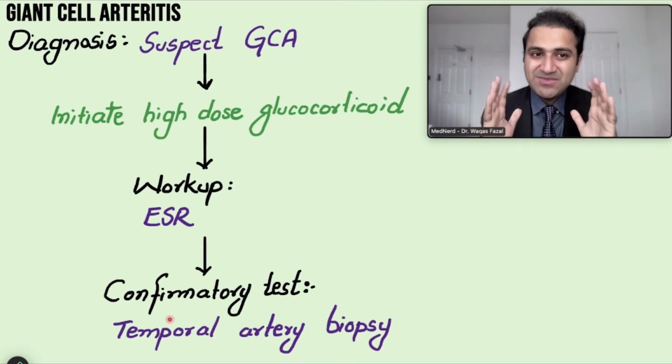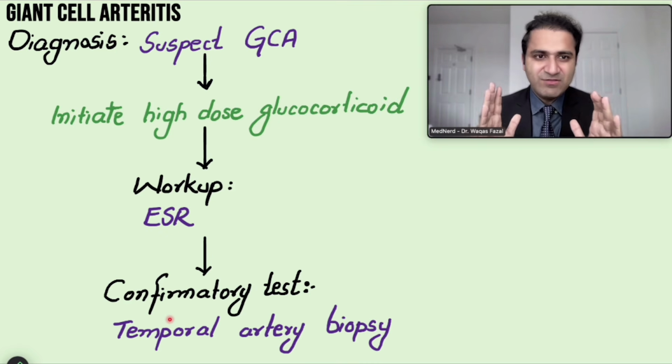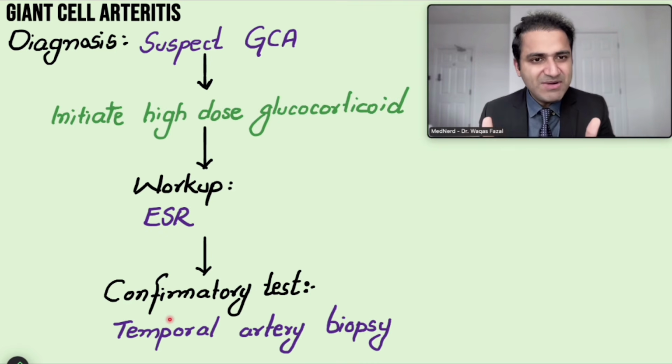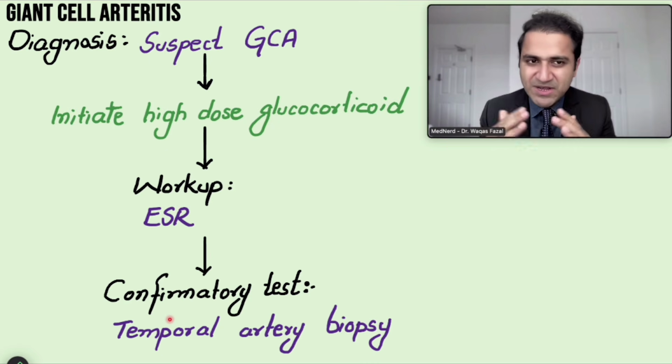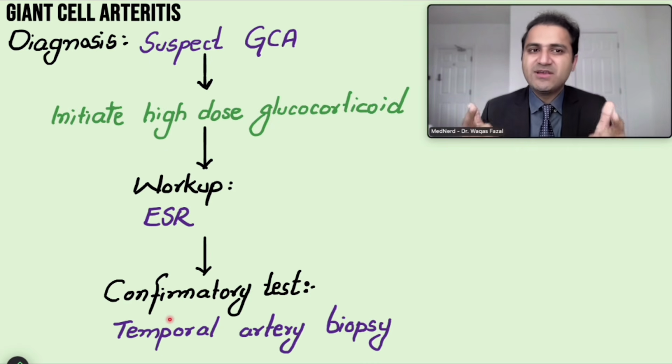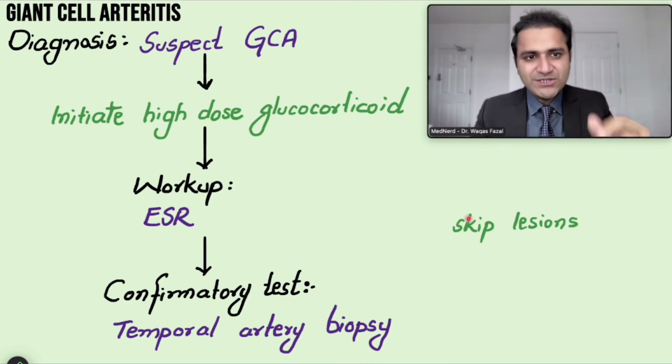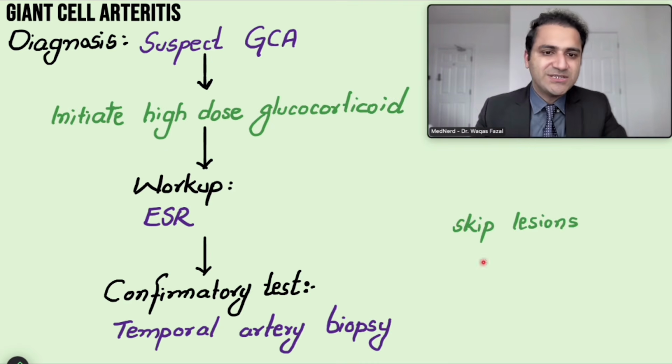So technically, it's mainly the clinical suspicion that you can have in some patients. You can confirm it by temporal artery biopsy, but if the temporal artery biopsy is negative and you are suspecting that it is giant cell arteritis, it is giant cell arteritis then. Skip lesions can be there where the biopsy can be negative, but the patient still has giant cell arteritis.